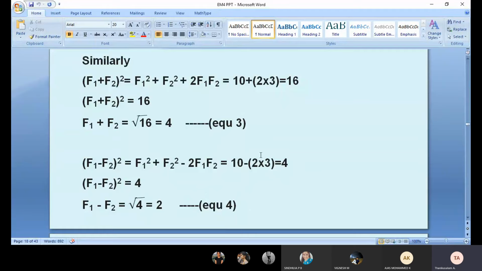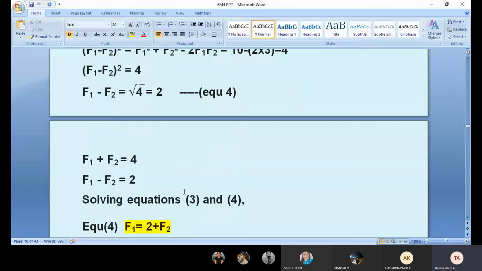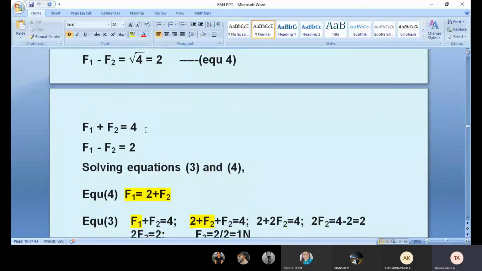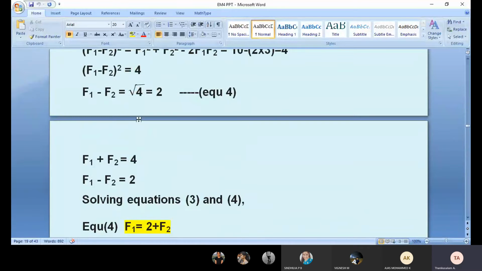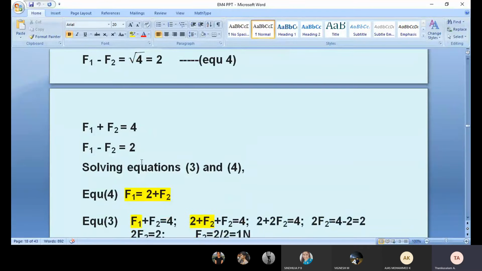See equation 3 and equation 4. We studied, no, X plus Y equal to 4, again X minus Y equal to 2, like that. Two equations here: F1 plus F2 equal to 4, F1 minus F2 equal to 2. So from equation 4, I take this F2 to the left side. So F1 equal to 2 plus F2, because in F1 minus F2 equal to 2, minus F2 goes to the right side as plus.